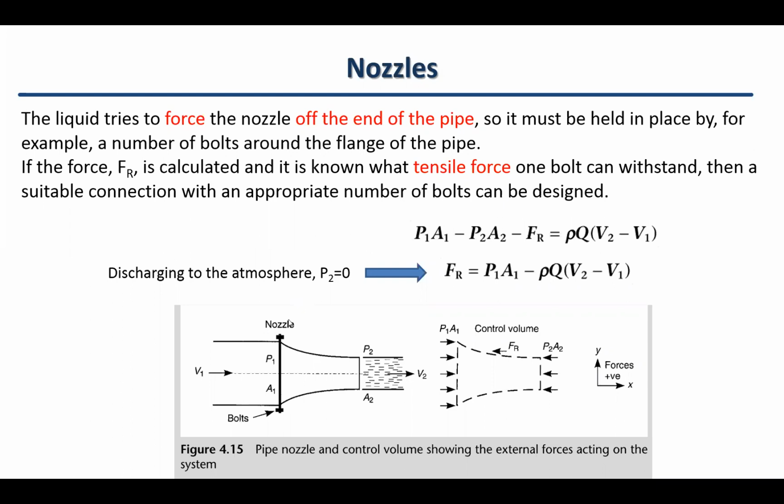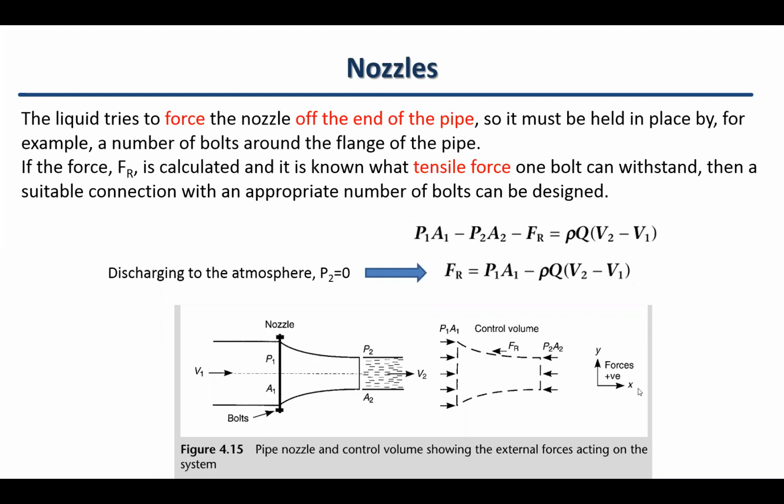Once you can calculate the tensile force, you can pass it on to the structural engineer, or in the role of the structural engineer, you can easily calculate the diameter of the bolt. You need to divide the force by the number of bolts, and then based on the allowable stress of the bolt, you can easily calculate the diameter. So here, we're going to write the momentum equation with the control volume.